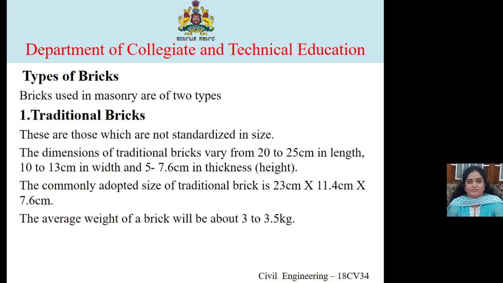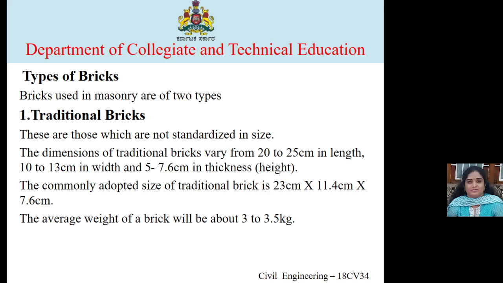So what are the different types of bricks used for masonry? Bricks used in masonry are mainly two types. Traditional bricks are those that are not standard in size. The dimensions of traditional bricks vary from 20 to 25 centimeters in length, 10 to 12 centimeters in width and 5 to 7.6 centimeters in thickness or height. The commonly adopted size of the traditional brick is 23 by 11.4 by 7.6 centimeters. The average weight of the brick will be about 3 to 3.5 kg.